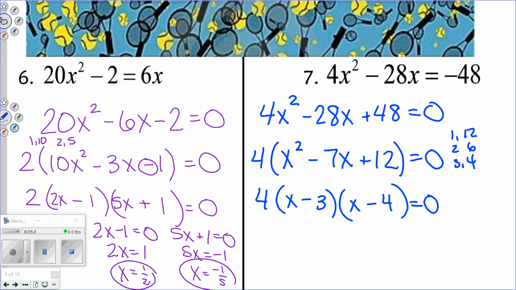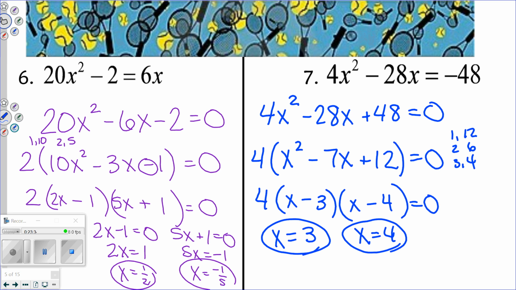But you did 2 and 6, checked it, and we're like, oh, that ain't right. And we're right back to the drawing board. Yeah, it's fine. All right, so we should have gotten x equals 3 and x equals 4. I didn't show my work on there, but are we okay? 3 and 4? Good, yes. All right, we got 2 to go, guys.